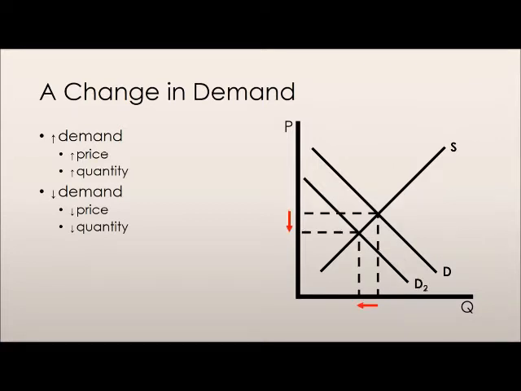Conversely, if demand decreases, then the exact opposite happens. The new demand curve, D2, intersects the supply curve at a lower price point and a lower quantity, thus the equilibrium price falls and the equilibrium quantity falls.